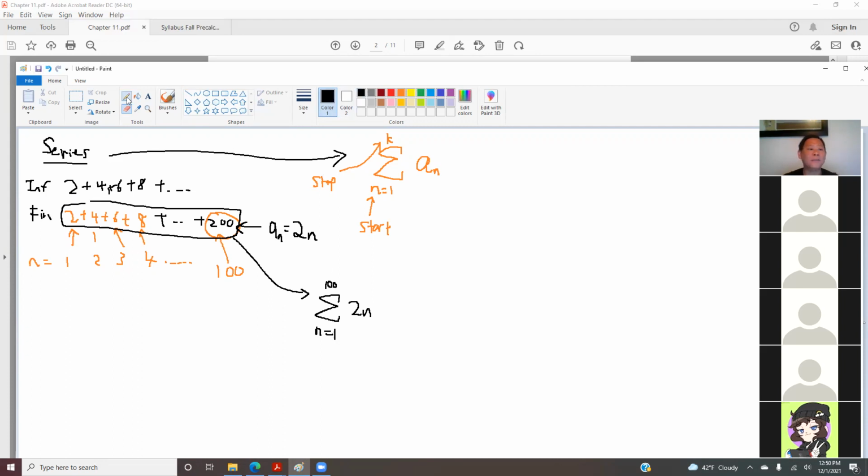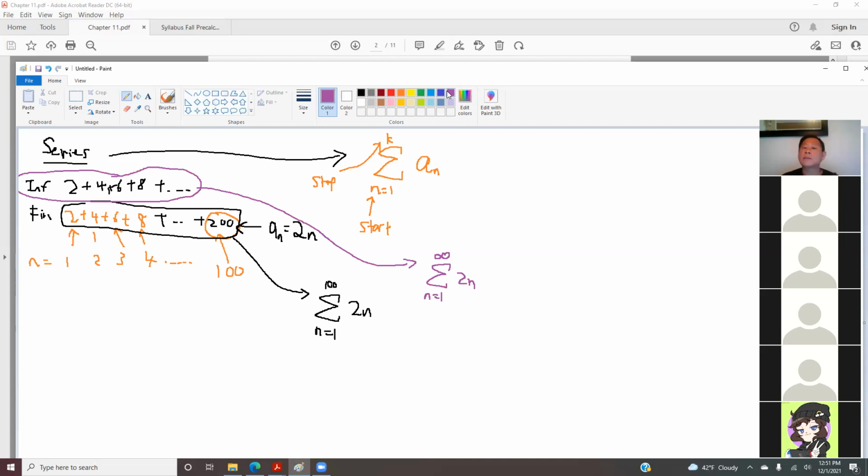What happens if you have an infinite series? Then your summation is still going to be the same, where n in this case is 1, but this time this will go to infinity. So this is the infinite series, means you stop at the infinity. You don't stop at 100.